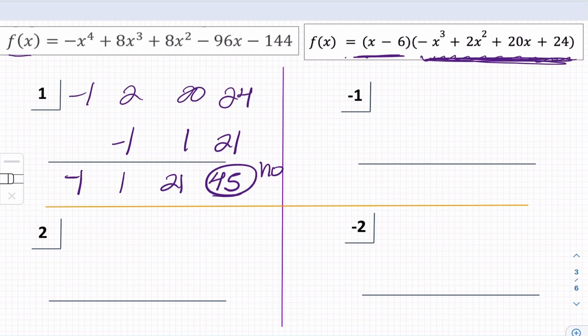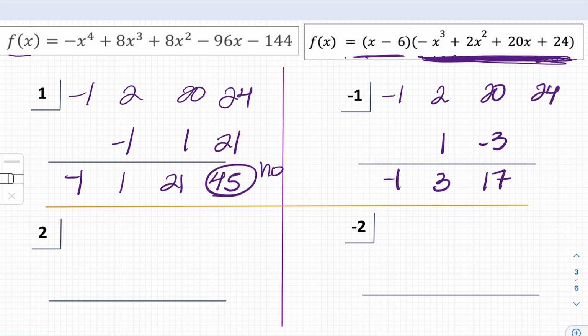All right, let's try -1. So I'm using that same first row, -1, 2, 20, and 24, right? That comes from up here, coefficients in front of our terms and the constant term. Okay, so same process, drop down the -1. Let's make that -1 a little more beautiful. -1 times -1 is 1. 2 plus 1 is 3. -1 times 3 is -3. 20 plus -3 is 17. So it's not going to work either. -1 times 17 is -17. Okay, so nope, that one's not going to work either.